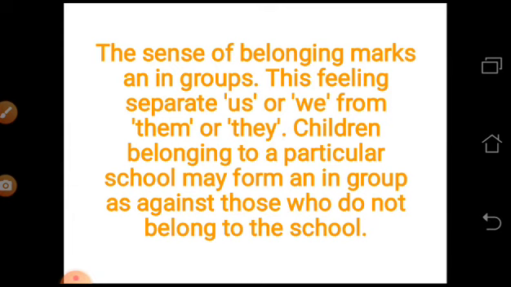Whereas when we say "they", it means not in your group; they are from the other groups, the out-groups, or "them". Children belonging to a particular school may form an in-group as against those who do not belong to the school. So this is the example of in-groups and out-groups. I hope you have understood.